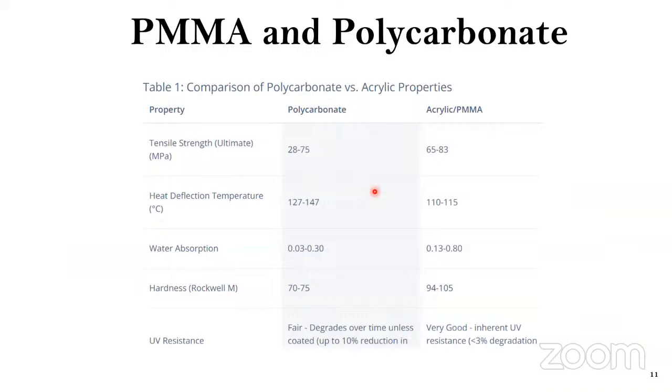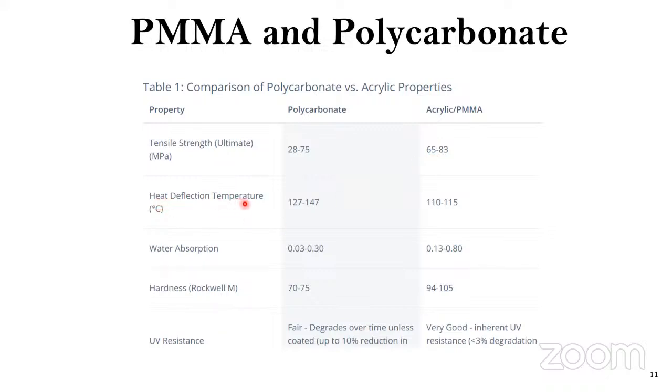So here, as I told you, PC and PMMA have quite similar characteristics. On that basis, if you see the tensile strain of the PC, how much is it? 28 to 75. And acrylic, PMMA, has somewhat similar values. Okay, there is no huge difference. The difference is not around 30 to 40 percent, it is all about 10 percent.